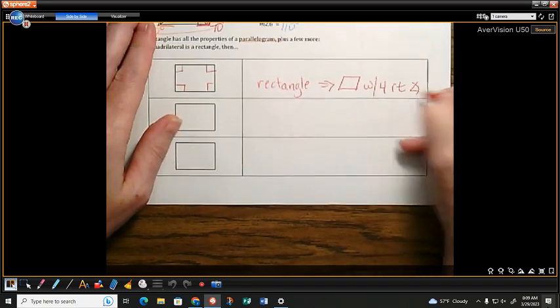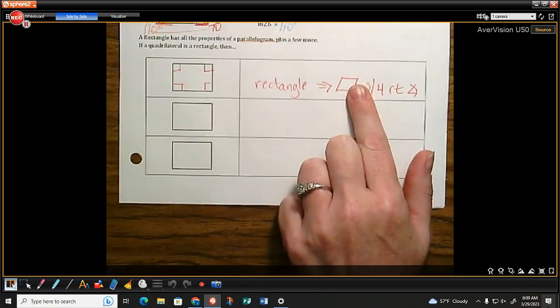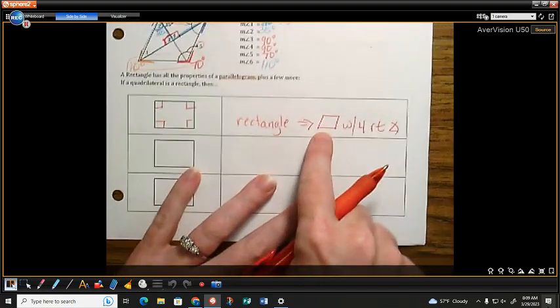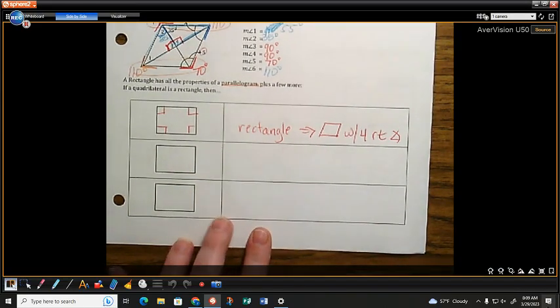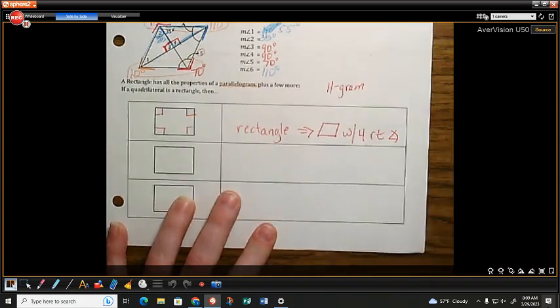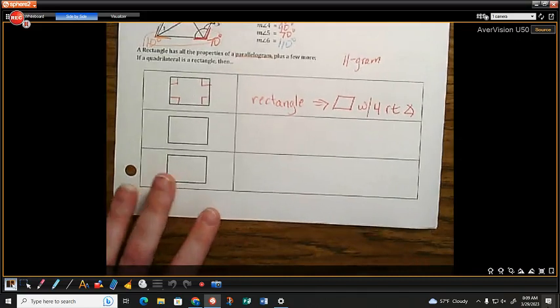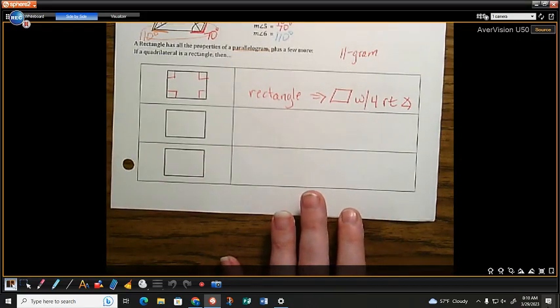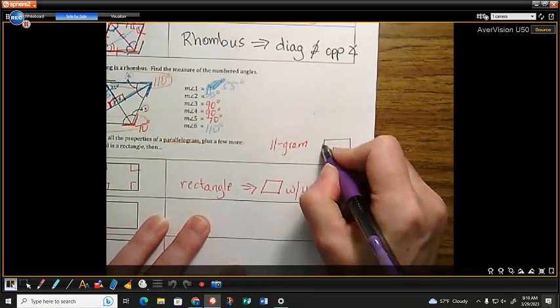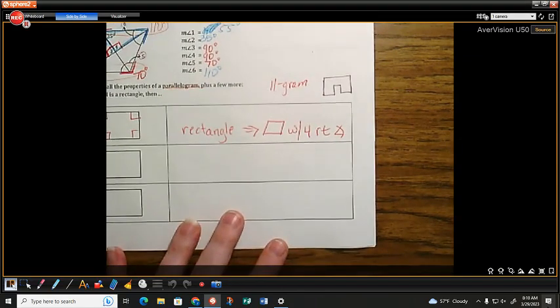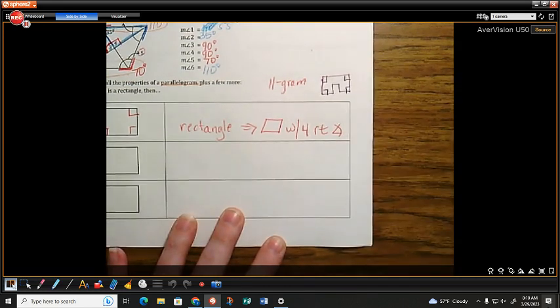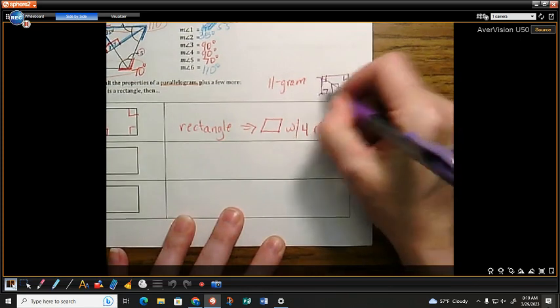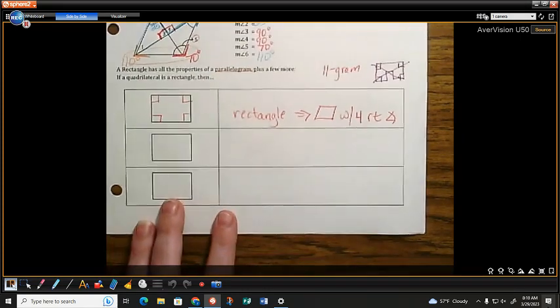4 right angles. Do you have to write the parallelogram part? Yes. Could you write it as the box? Could you write the whole word if you felt like it? Could you do the little parallelogram thing? Yeah, I don't care. But just make sure you say that it's a parallelogram with 4 right angles, because yes, you can have other shapes with 4 right angles. Not a rectangle. 1, 2, 3, 4 right angles. So yeah, you do have to say that it is a parallelogram with 4 right angles.